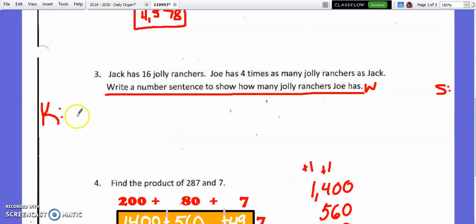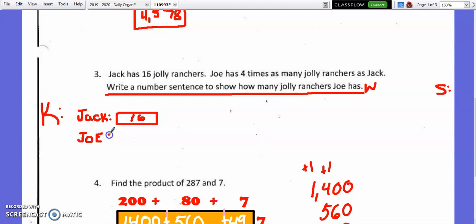Here's what we know from the problem. There's an individual named Jack, and he has 16 Jolly Ranchers. K is what we know, and for what we know, I use bar models. This is where the bar model comes into play. A bar model is nothing more than a rectangle picture representation to show what you know and to develop number sentences. Joe has 4 times as many as Jack.